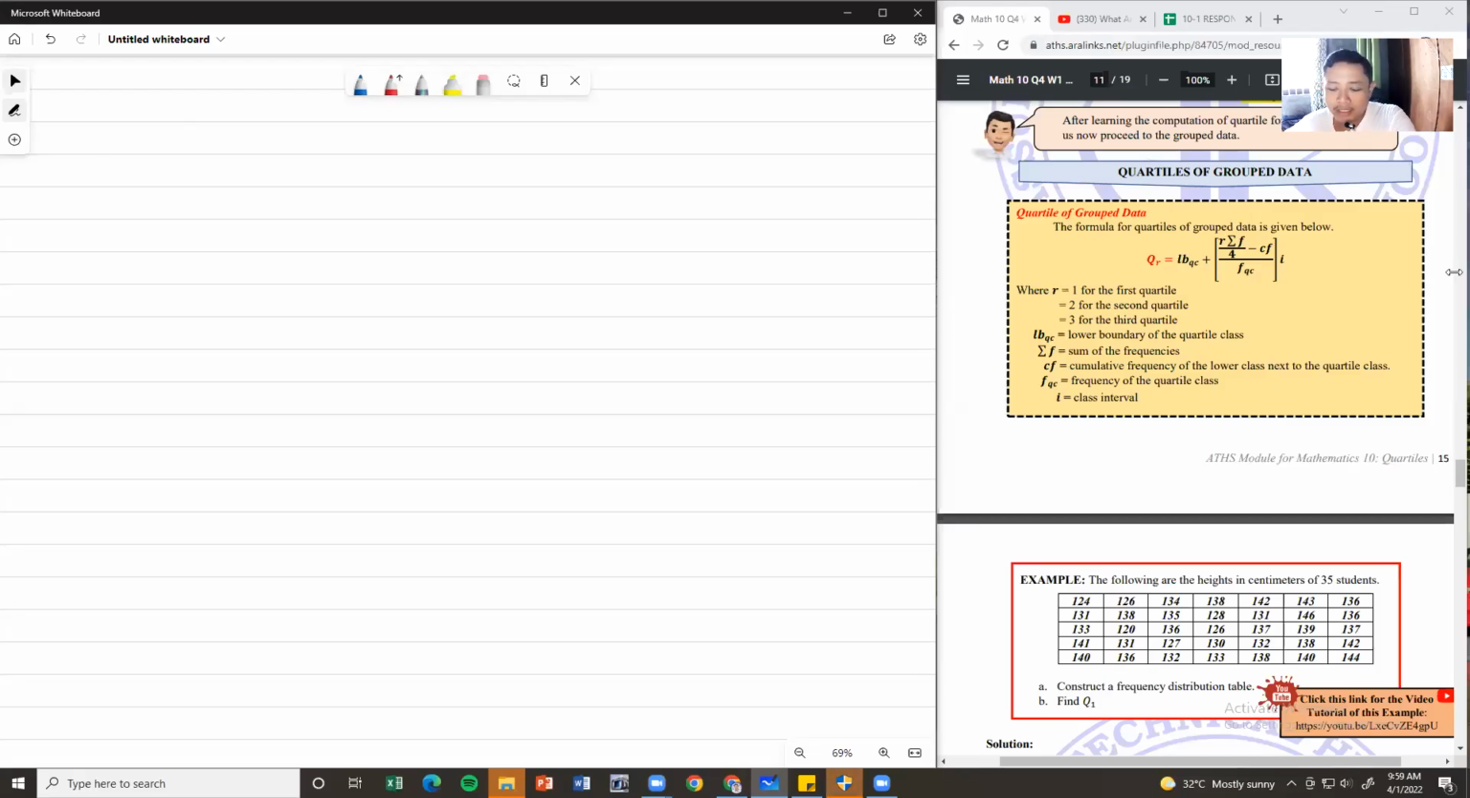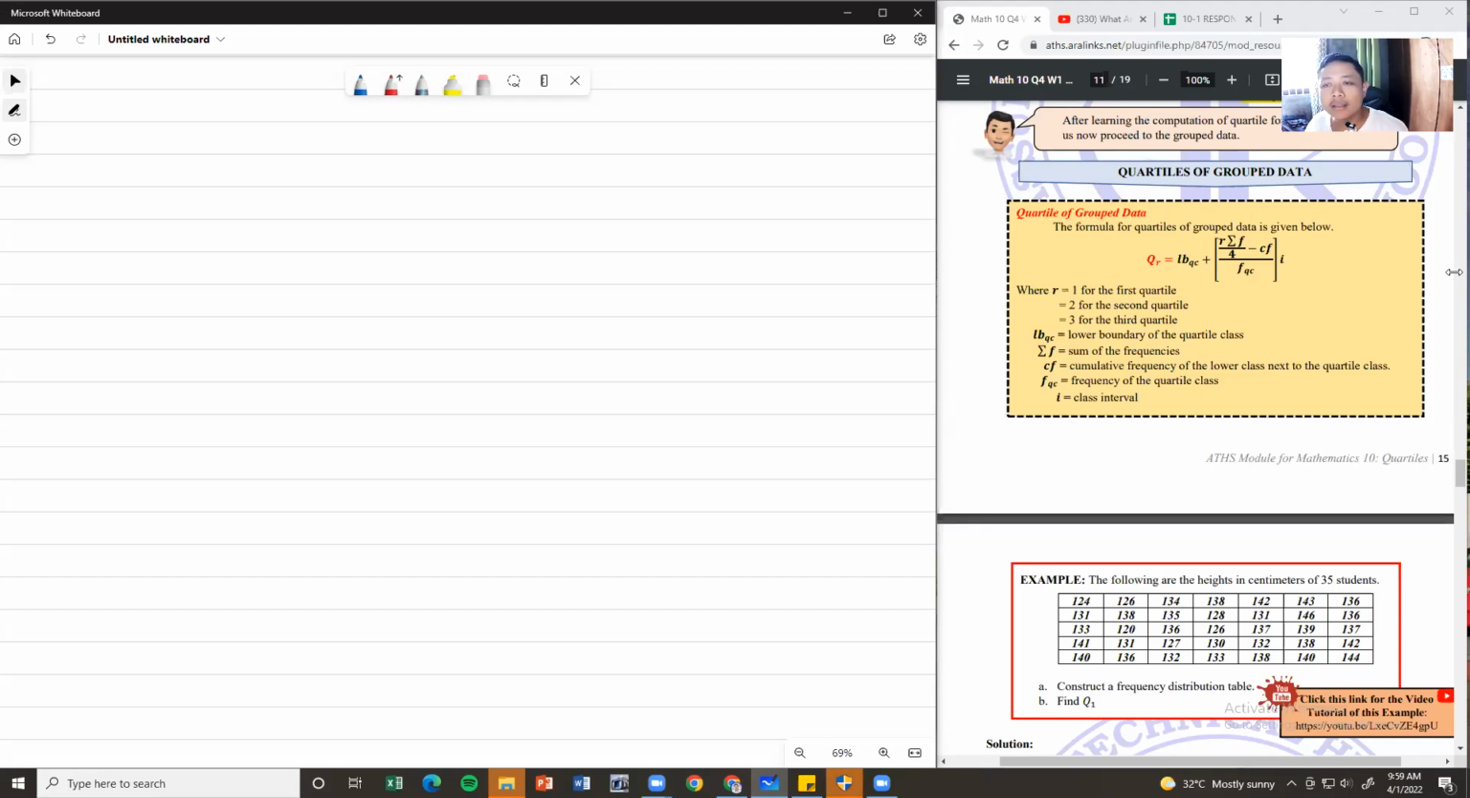Okay, so now, a while ago, finding the quartiles of the ungrouped data was easier because the data were ungrouped. They are fewer, and there is a faster way to solve the process. And in here, for the quartiles of grouped data, the data are already a lot. The number of data is already big.